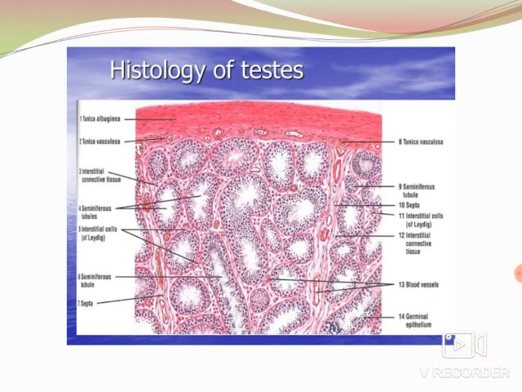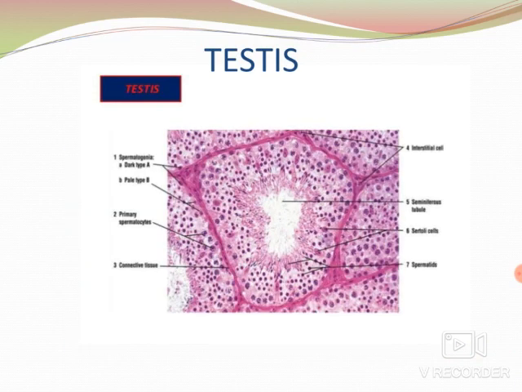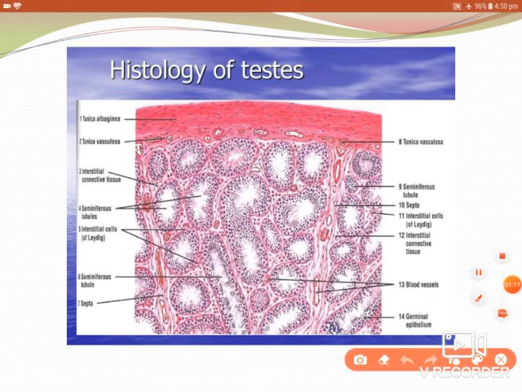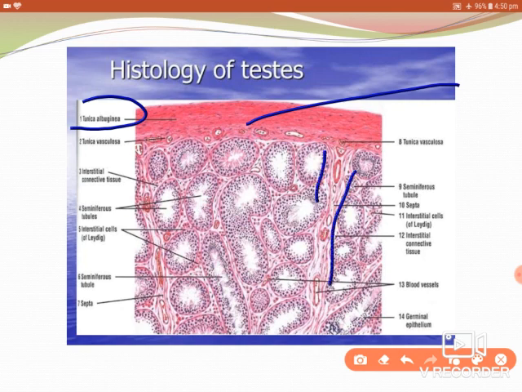Then coming to the microscopic structure of the testis. When we take the section of the testis, outside there is the fibrous covering, or capsule, that is the tunica albuginea. From the tunica albuginea, numerous septa go into the substance of the testis and form lobules. This is one lobule, this is the other.